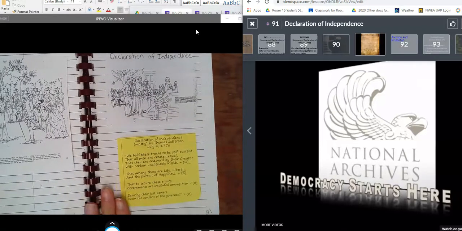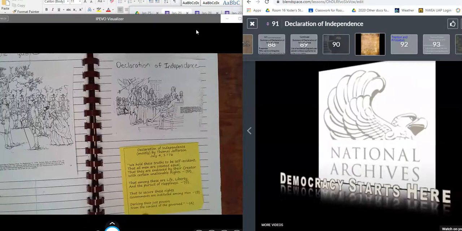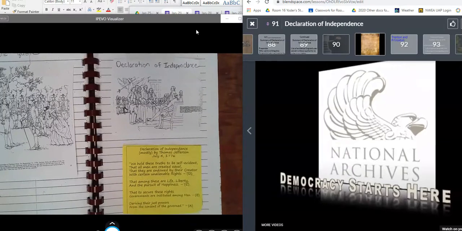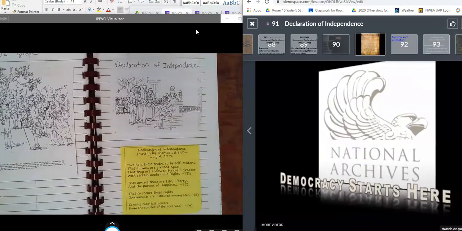And this is a large grade. This is worth as much as a test because it is important as an American citizen that you know what at least part of the Declaration of Independence says.